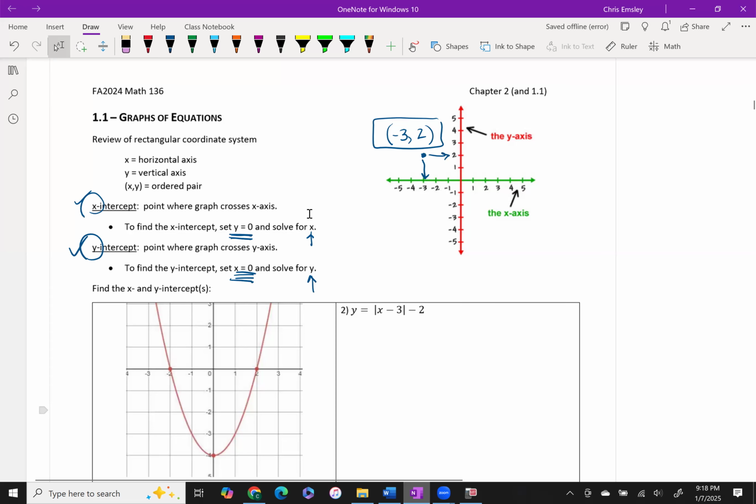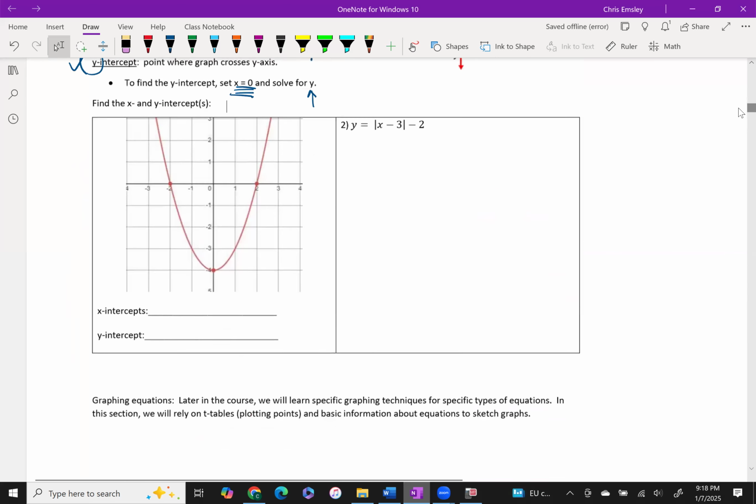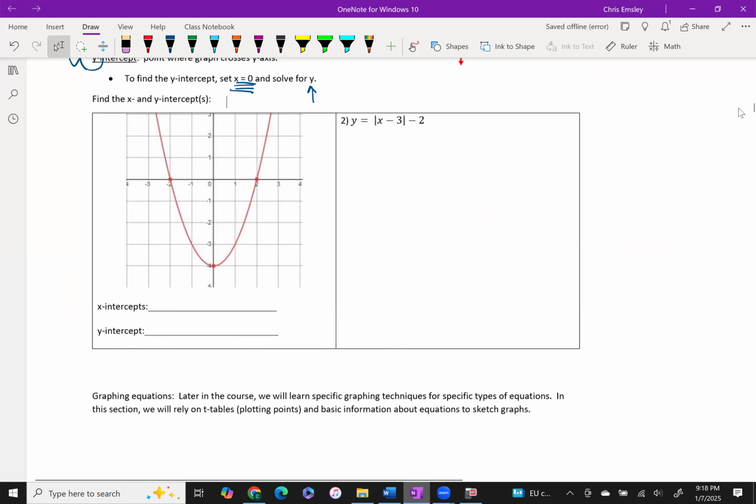So let's go ahead and practice that here. We're going to find the x and y intercepts first with a graph. Sorry, jumping around a little bit on you there. First with a graph and then with an equation, okay? So on the graph, it should be easy. We just need to look.